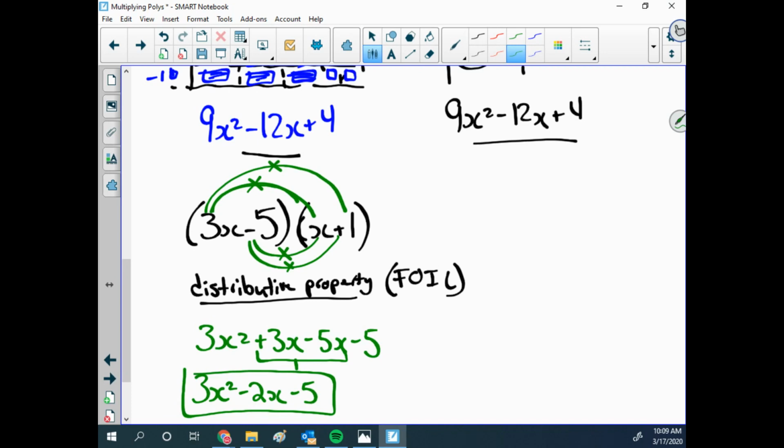If you are using FOIL, I talked about it briefly, it's a strategy you can use to multiply out binomials. It doesn't apply to anything else other than binomial multiplication because it stands for the first terms in the binomials being multiplied together. So first, the outside terms, the inside terms, and last. And it's just a mnemonic device to make sure that you're using distributive property properly with binomials.